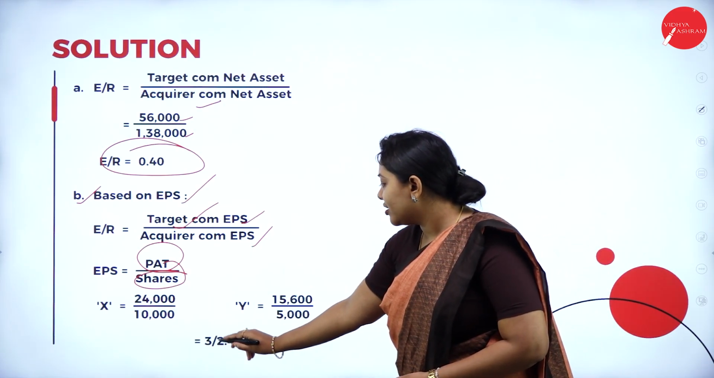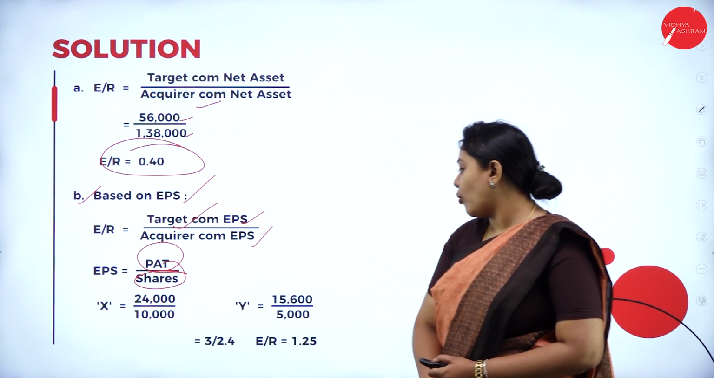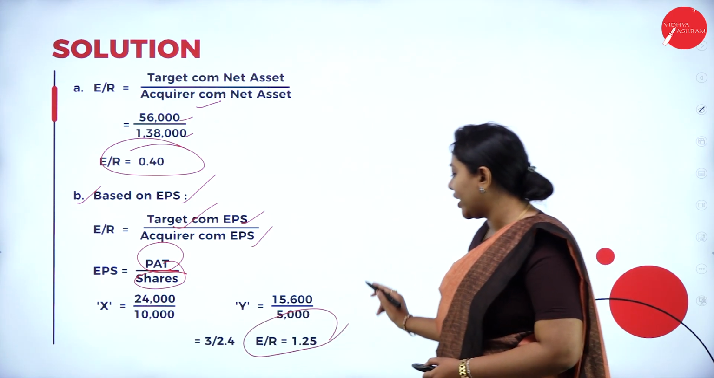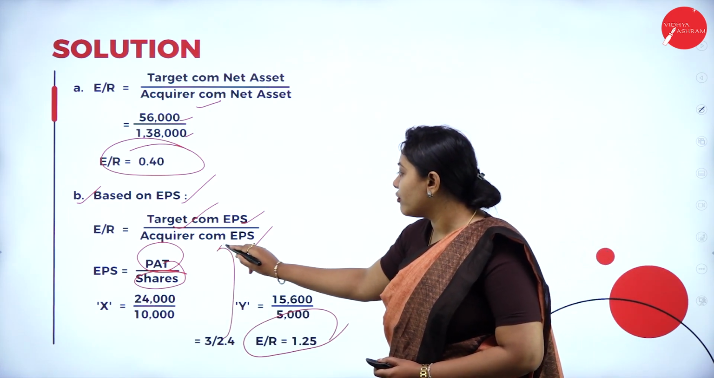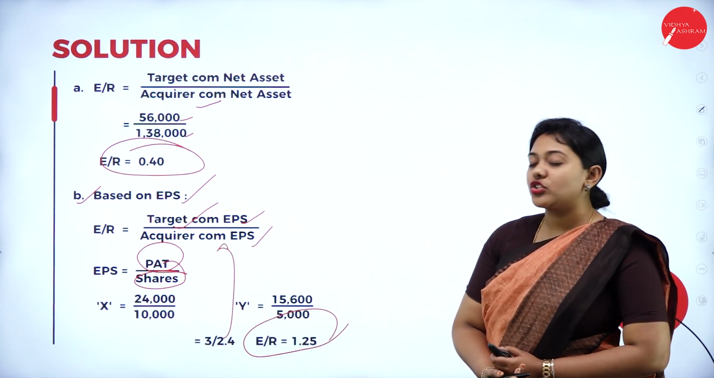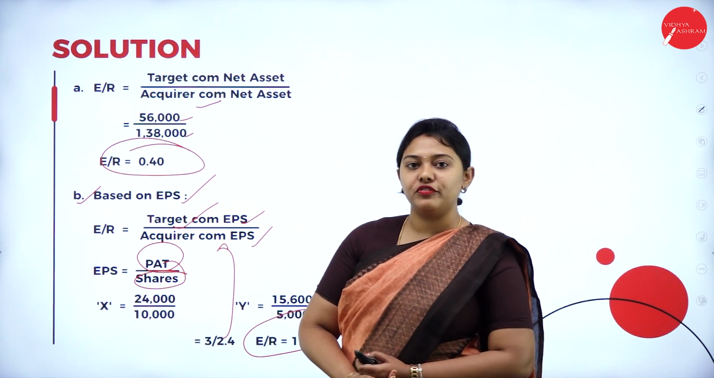The answer we got is 3 divided by 2.4. The exchange ratio you get is 1.25. If you substitute this answer to the formula, you'll get your exchange ratio as 1.25.